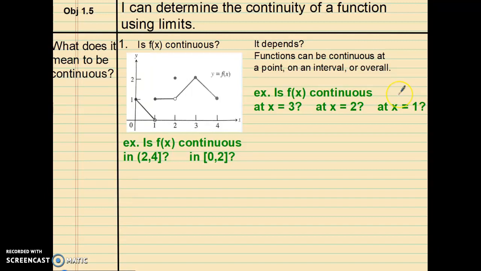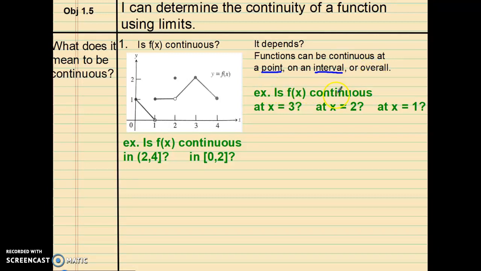Some of this stuff is really intuitive, and so on this first screen, what I have here is the picture of f of x, and I'm going to ask some questions without defining continuous formally, and you'll see what I mean by intuitive. So what does it mean to be continuous? Well, here we go. We're going to take a look at continuity in three ways. We're only really going to focus on continuity at a point and on an interval, not overall, but you could describe it overall as well.